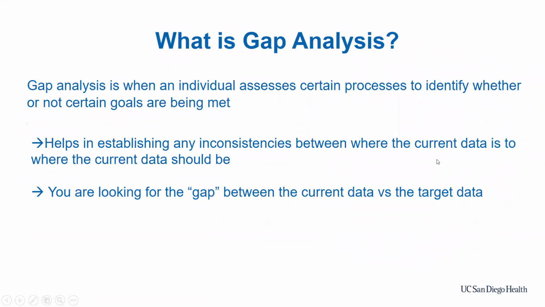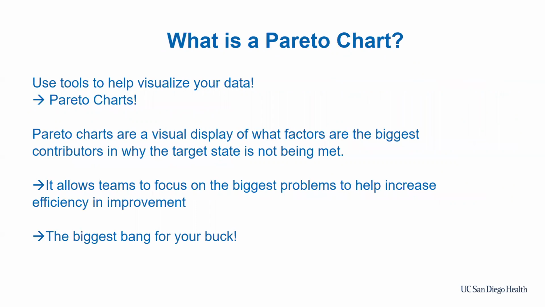So what is gap analysis? Well, gap analysis is when an individual assesses certain processes to identify whether or not certain goals are being met. This helps in establishing any inconsistencies between where the current data is to where the current data should be. You are looking for the gap between the current data versus the target data. This will help you acknowledge the difference between where you're at and where you want to be, and it will highlight how big that difference may be and what the issues may be.